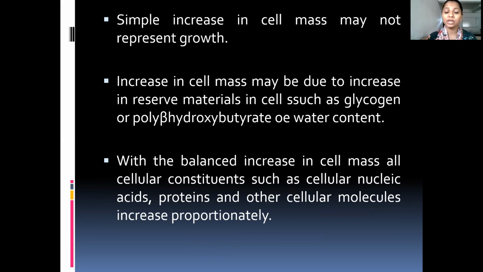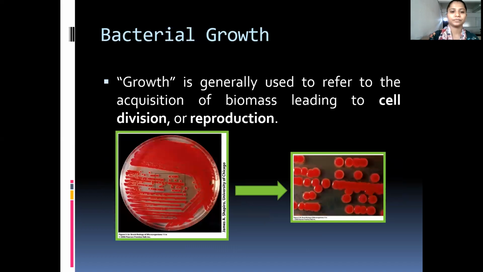An increase in cell mass may be due to an increase in reserve material in the cell, such as glycogen and polyhydroxybutyrate, or water content. With a balanced increase in cell mass, all cellular constituents such as nucleic acids, proteins and other cellular molecules increase proportionally. You can see in the slide the bacterial growth on a plate. Growth is generally used to refer to the acquisition of biomass leading to cell division or reproduction.